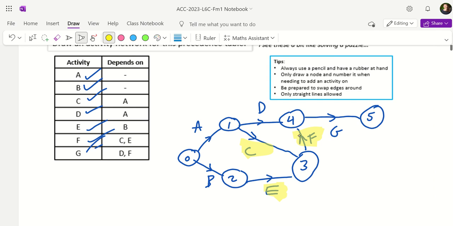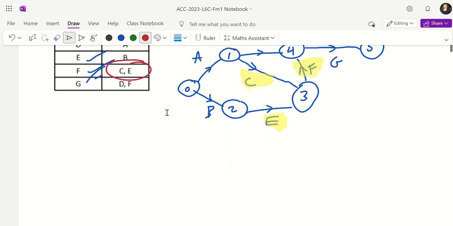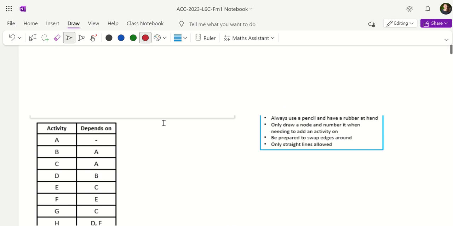And that should tie in with what's in your precedence table, which is C and E. So, I hope that makes sense because you have to be practicing that in a second.